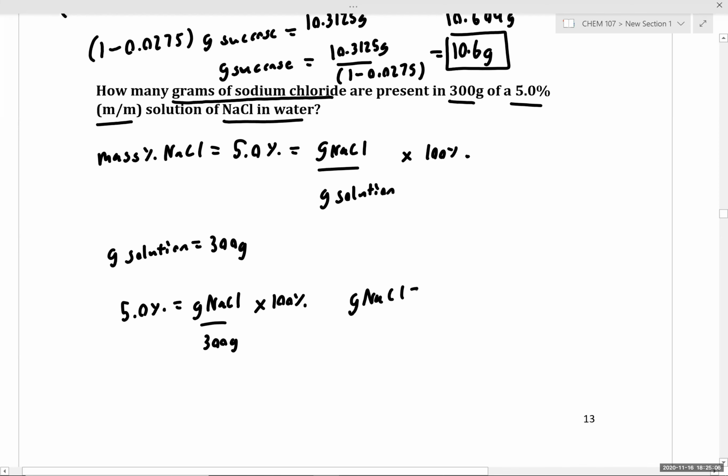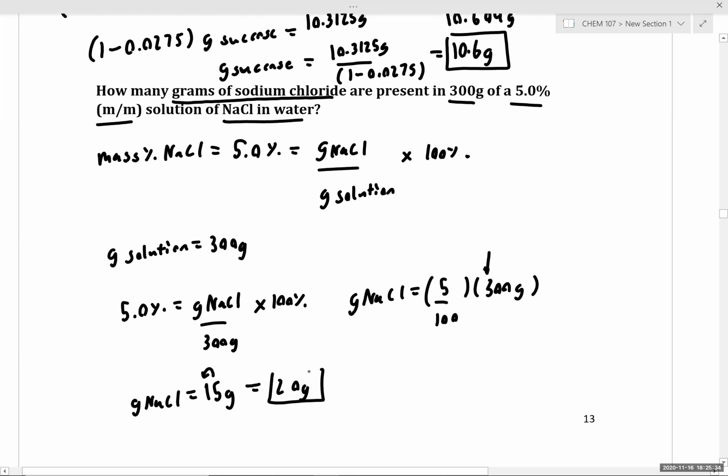So then the grams of sodium chloride are equal to 5 over 100 times 300 grams, which in turn gives us the grams of sodium chloride are equal to 15 grams. Because we only have one sig fig here, we have to round up, and that gives us 20 grams.